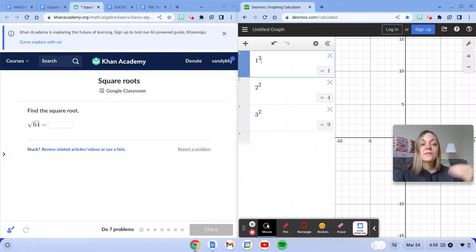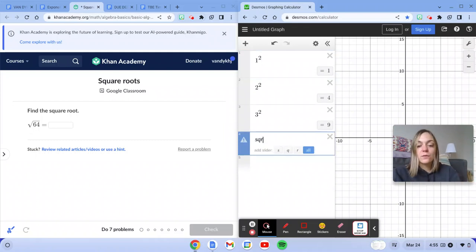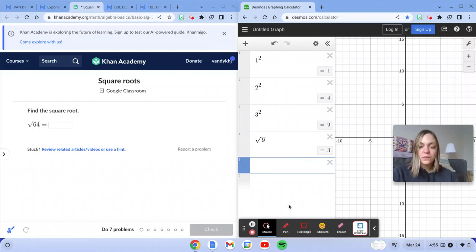Now let's think about finding the square root. So they're giving you a number, and you're trying to figure out what you would multiply to get that number. For example, the square root of 9 would be 3, because 3 times 3 gives you 9. So we're kind of just thinking backwards.